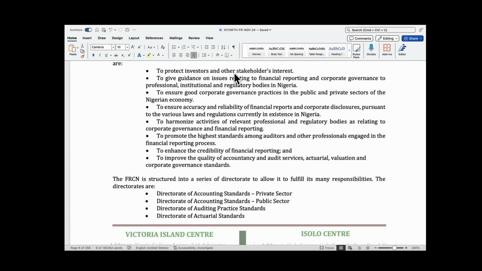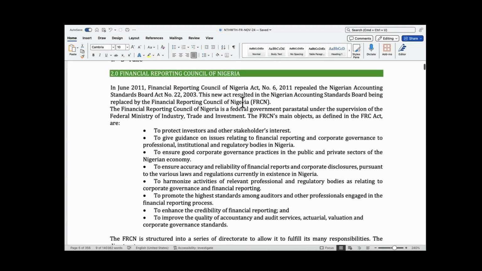Yes, I want to ask something before you go. Okay, please do. Should I ask you? Yes, please. Okay, what I'm saying, this council, are they only limited to quoted companies? They don't have anything to do with private limited liability.